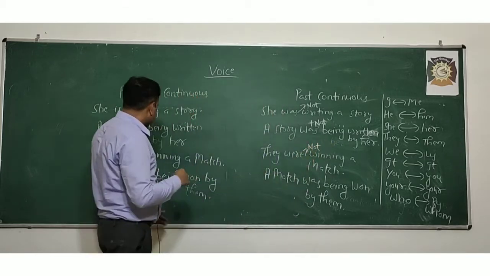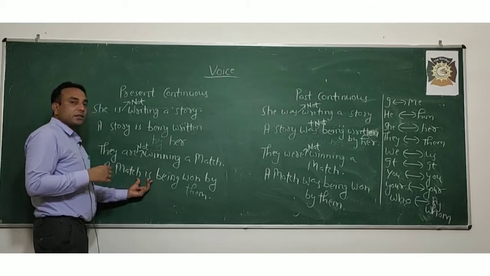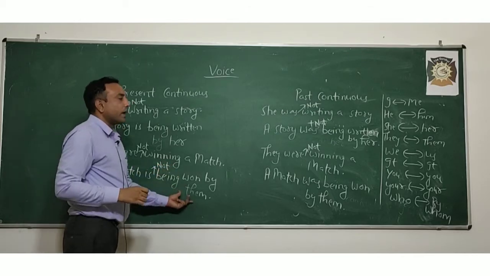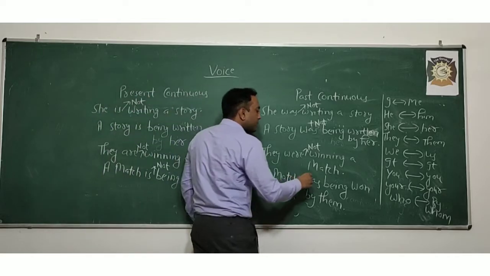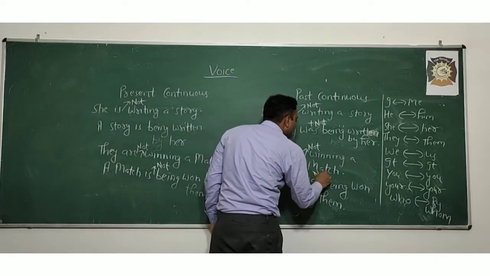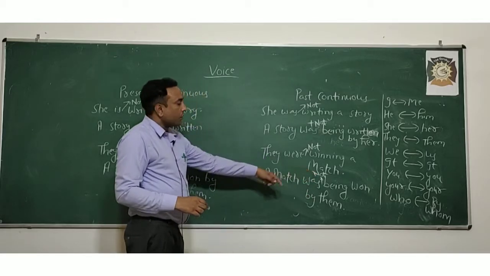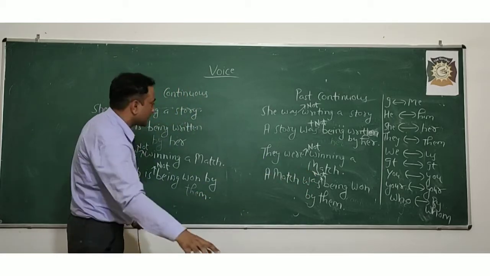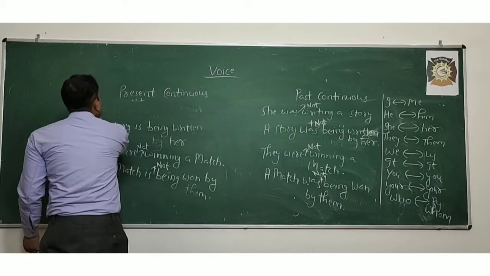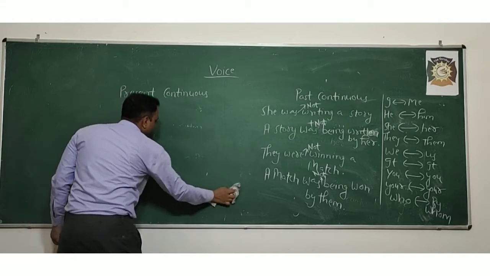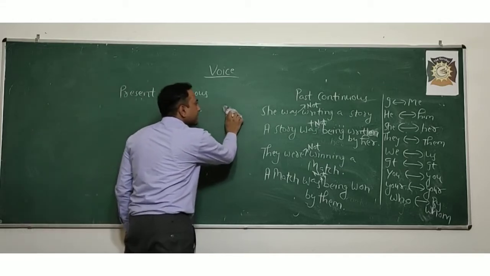So how to change into passive voice? A match is not being won by them. Same is the case here. A match was not. A match was, after was, were, you will add not. I will write the formula for you. What's the structural formula for it? For negative sentences, I will write it here on the board. You will understand in a better way. Sentences remain the same.